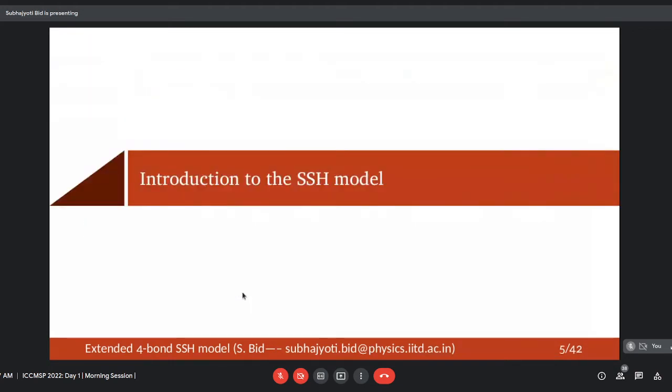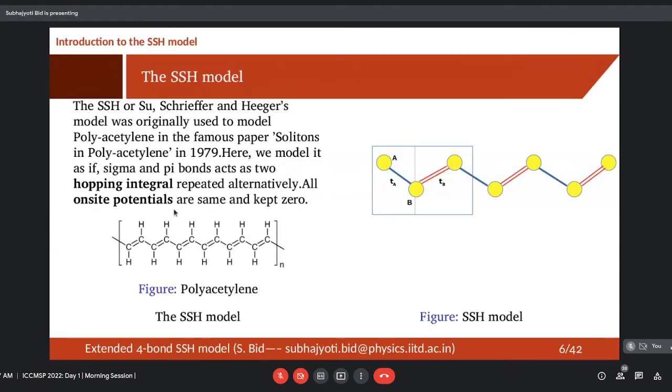Okay, so let's discuss the basic and very famous SSH model. The SSH model was previously used to model polyacetylene. It was a dimer model, and it can give us a metal-insulator phase transition. That was there previously. Now topology is being associated with this model, and I will tell how it's done.